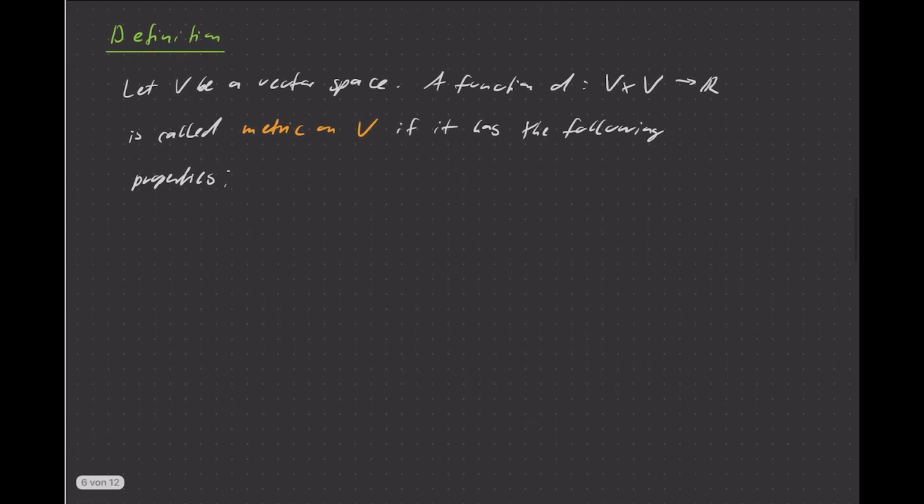And this is pretty similar to the ones that we had for the norm. The first, again, is that a distance should always be a non-negative number. So d(x, y) is always non-negative for all x, y in V. And we want the distance to be 0 exactly if those 2 points coincide. So 2 different points should always have a positive distance. So the distance of x and y is 0 if and only if x equals y.